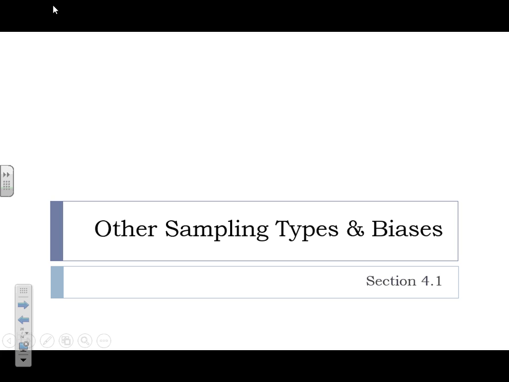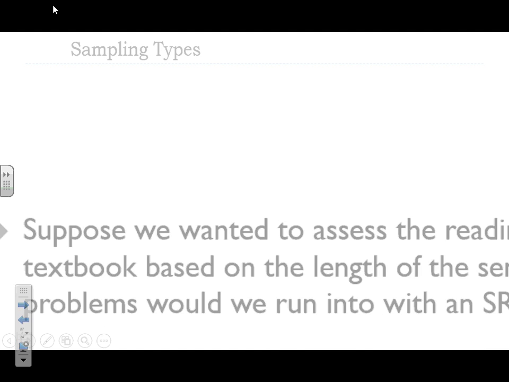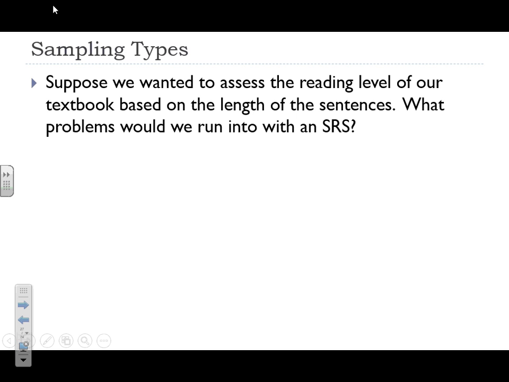We're going to talk about a couple more types of sampling that may make things either more convenient or they might make things more practical anyway. So options that you have as far as collecting samples. So first thing, just kind of thinking through an example here. Suppose we wanted to assess the reading level of our textbook based on the length of the sentences. What problems might we run into if we wanted to take an SRS?